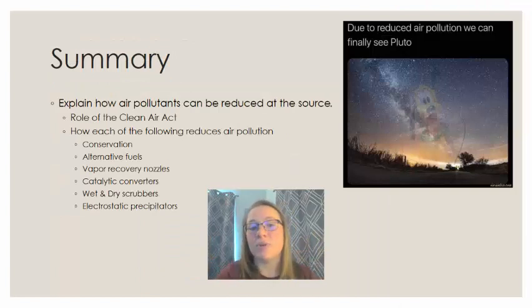Now, in summary, you should be able to explain how air pollutants can be reduced at the source. Some of the topics we discussed were the Clean Air Act and how conservation can reduce air pollution along with alternative fuels, vapor recovery nozzles, wet and dry scrubbers, catalytic converters, and electrostatic precipitators.